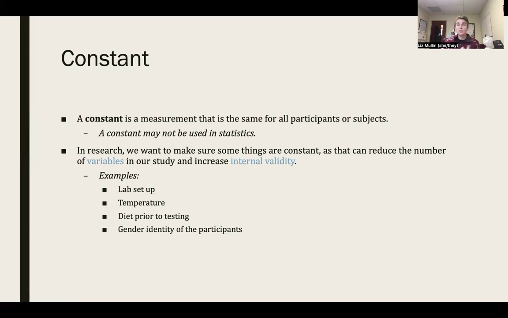Maybe I want all individuals who identify as men to participate in my study, or all individuals who identify as women. When we choose to add constants into our study, it reduces the number of variables. If I reduce the number of variables in my study, that can increase my internal validity, because now I can say it's more due to the intervention I created and not due to these other variables like too much humidity or high temperature in the lab. And so often you'll see more constants in the basic research questions.